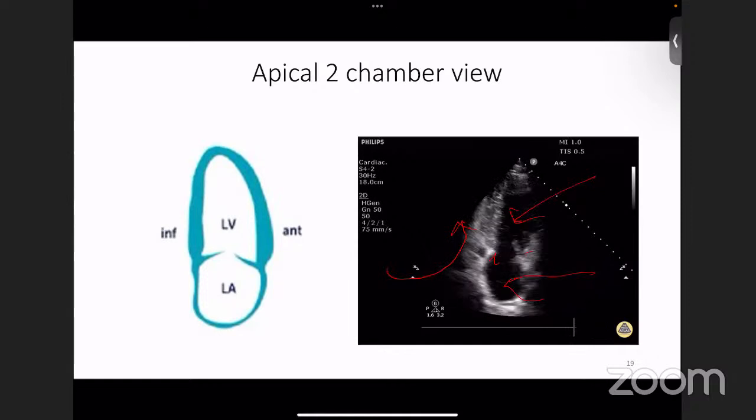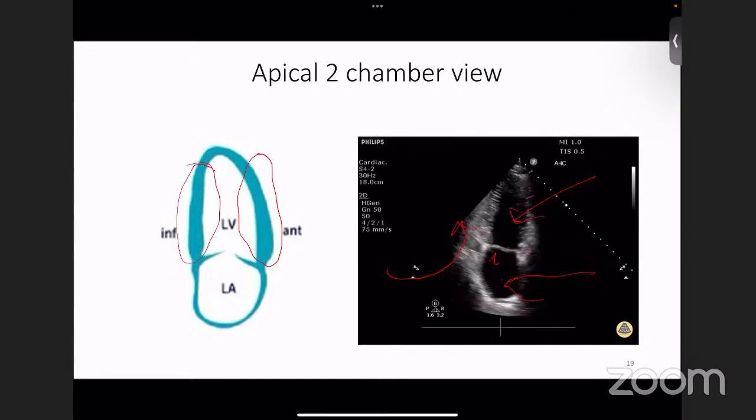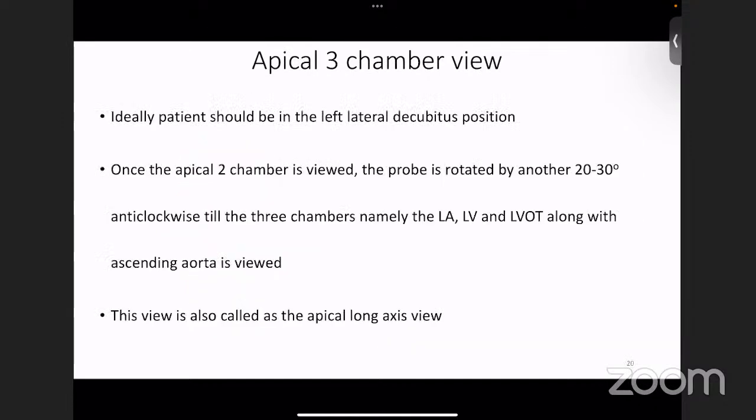Why this is important is if you want to look for regional wall motion abnormality in coronary artery disease, and if you want to know the area of the LV which is involved, this will help you. What you see is the anterior wall and the inferior wall in the 2-chamber view. And when you move the probe clockwise from this 2-chamber view by 20 to 30 degrees, you will get a 3-chamber view, where again you can see the aortic valve and the ascending aorta.